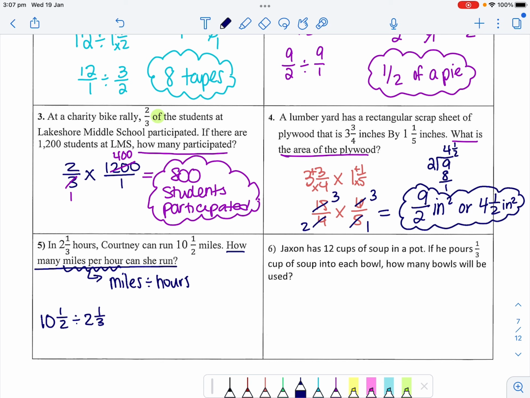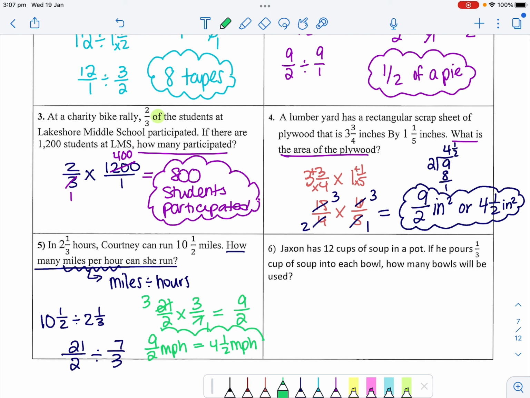So 10 times 2 is 20, plus 1 is 21 over 2. Divided by 2 times 3 is 6, plus 1 is 7 over 3. And then I'm going to do 21 over 2 times 3 over 7. So 3 and 1, so 9 over 2. And again, 9 over 2 miles per hour is the same as 4.5 miles per hour, because 2 goes into 9 4 times, and then there's an extra 1 over 2 left over, just like the last one.